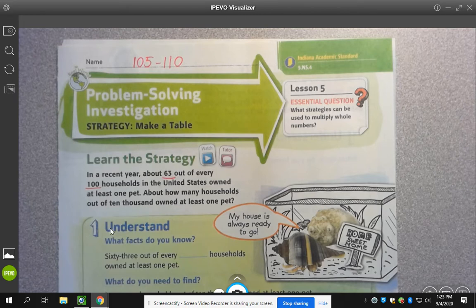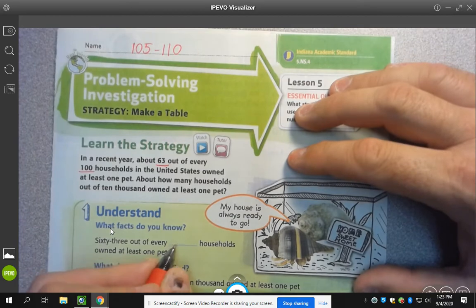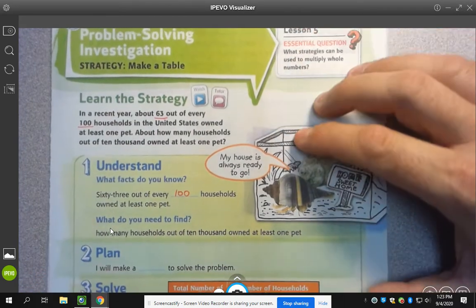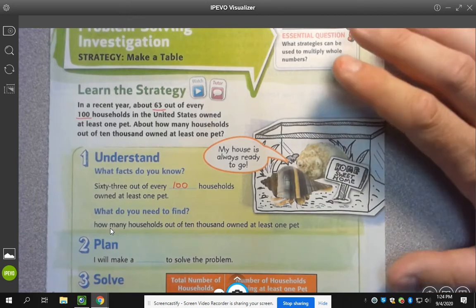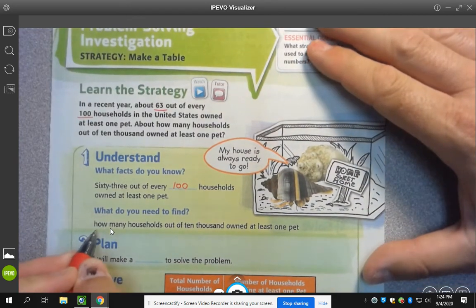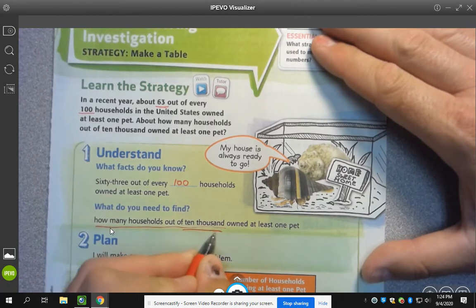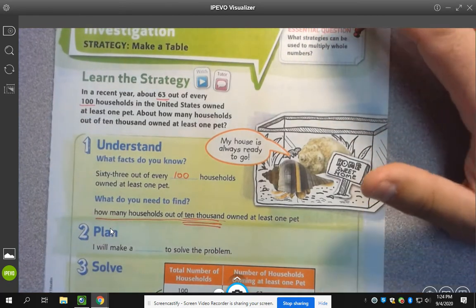But we need to understand what facts we know. So what facts do we know in that little paragraph I read to you? Exactly. 63 out of every 100 households have at least one pet. They own at least one pet. What do you need to find? Well, it says right here, how many households out of 10,000 owned at least one pet?